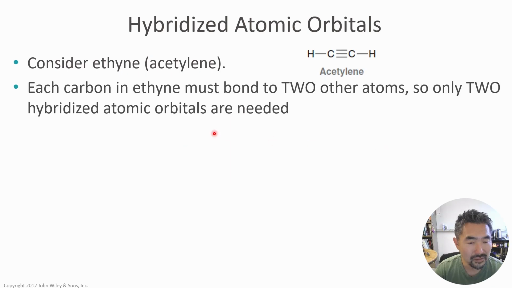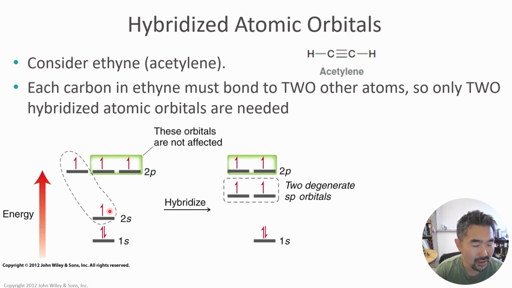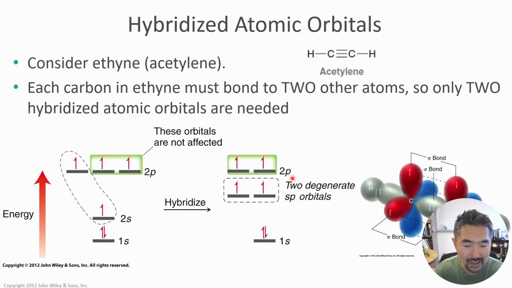If you consider acetylene or ethyne, now the carbon only has to bond to 2 atoms, so you only need 2 hybridized orbitals, and that's why you form 2 sp orbitals. The linear combination of atomic orbitals still applies. If you mix 2 orbitals, you get 2 orbitals. Right? If you hybridize 2 atomic orbitals, you get 2 hybridized atomic orbitals, 2 sp orbitals, and you leave 2 of the 2p orbitals behind.